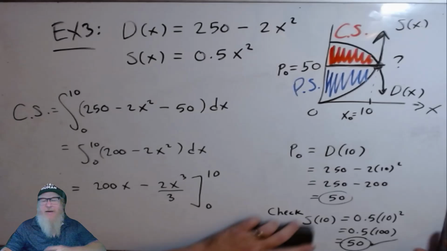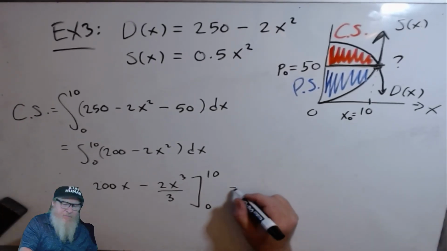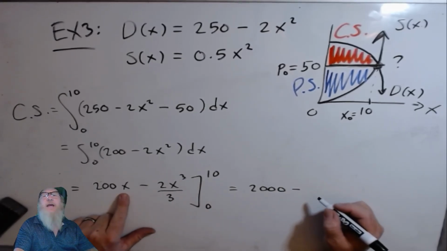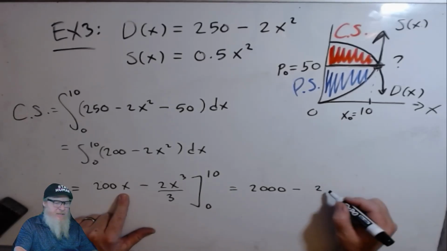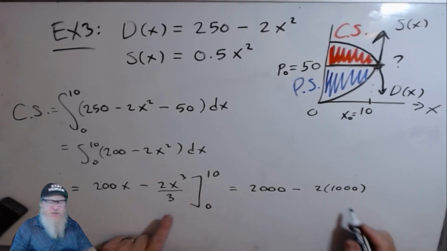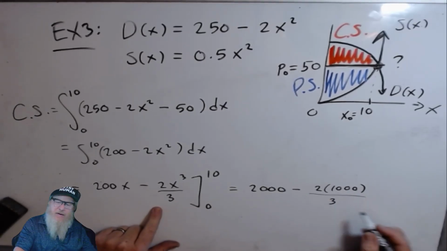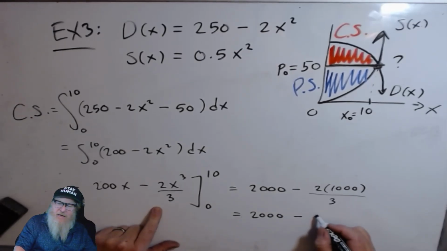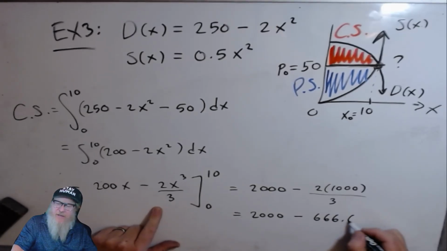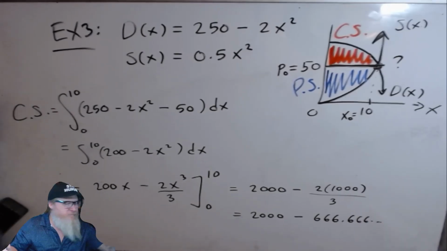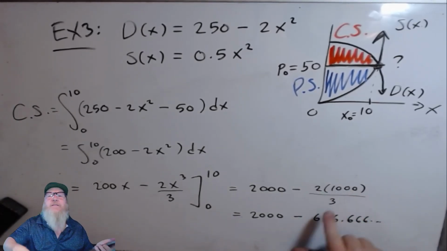And this is where we might end up having to get some rounding now. So we're going to get 2,000, right? We plug in 10 minus 2. Oh, nice. 10 cubed is 1,000 again over 3. So 2,000 minus $666.66. All right, this is just 2,000 divided by 3.